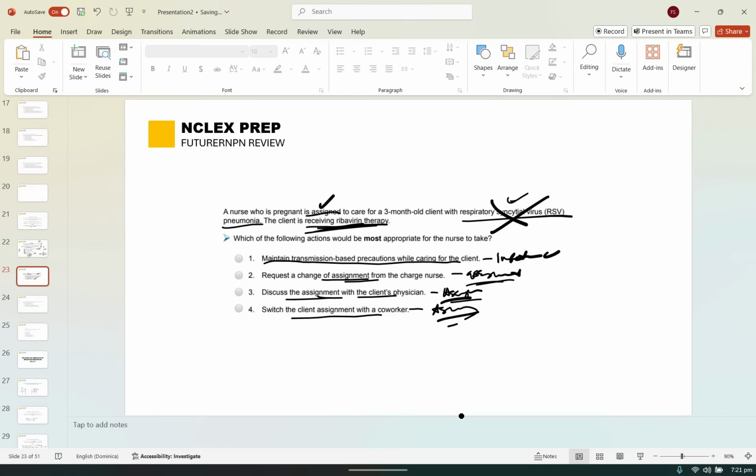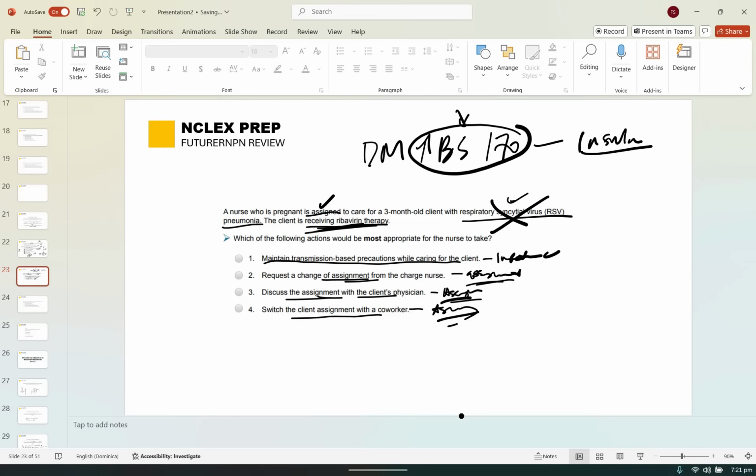Because on the NCLEX exam, if the NCLEX says somebody has diabetes and their blood sugar is high, let us say 170, and they are receiving their insulin, it means that NCLEX is not testing you about this increased blood sugar again. Instead, they are testing you on your evaluation of what? The insulin therapy.